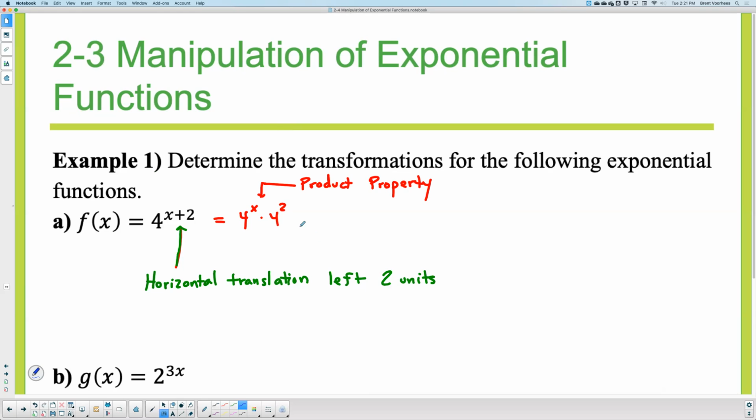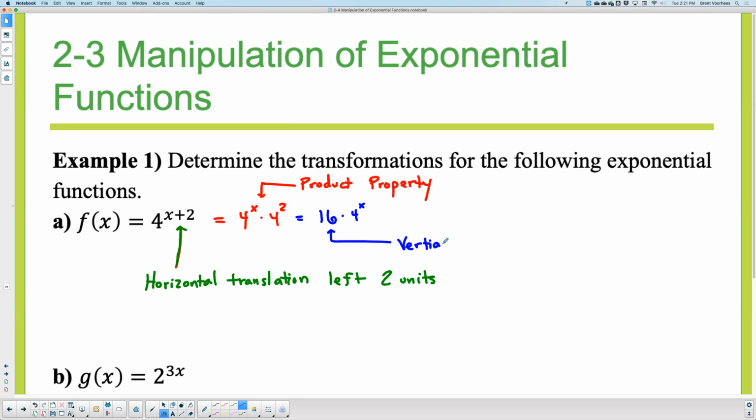Now here's how I want to get the final answer. We can reduce one of these. Can I reduce 4 to the power of x? No, but I can reduce 4 squared. What is 4 squared? Now this is my initial value. I'm going to put this in the front. I'm going to say this is the same thing as 16 times 4 to the power of x. This 16, the initial value, is the vertical dilation.